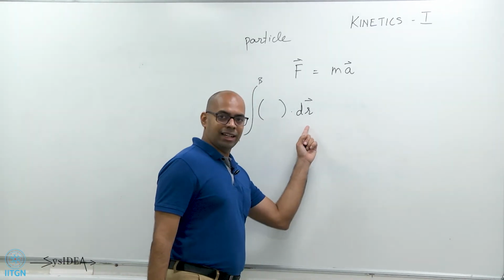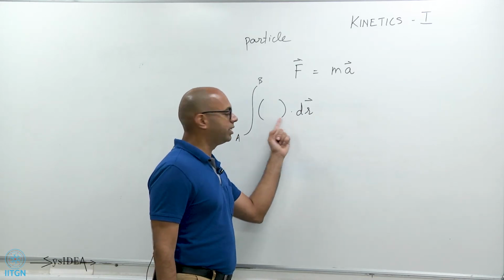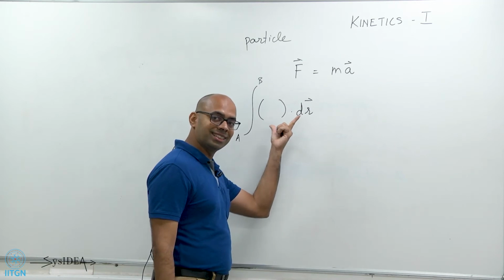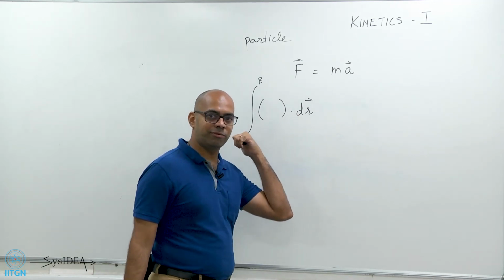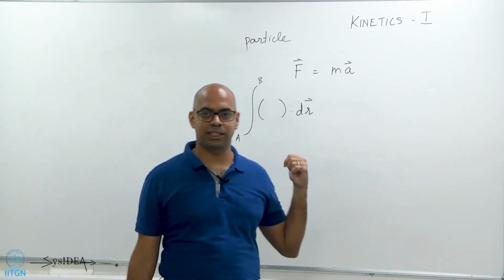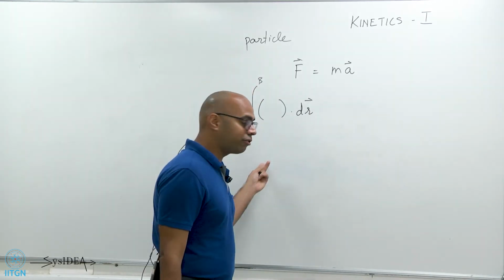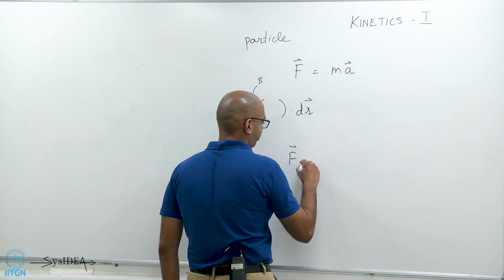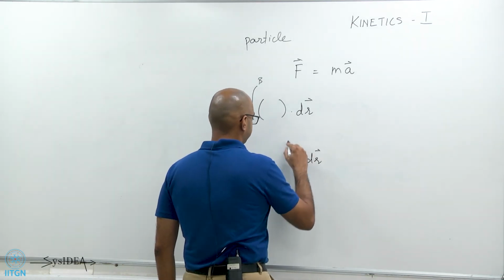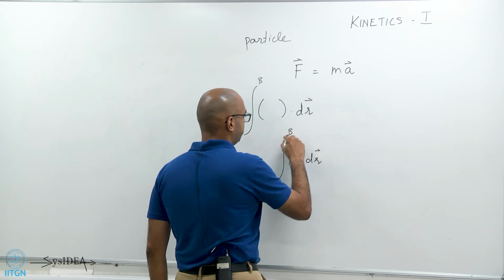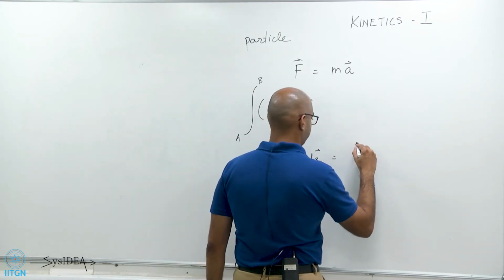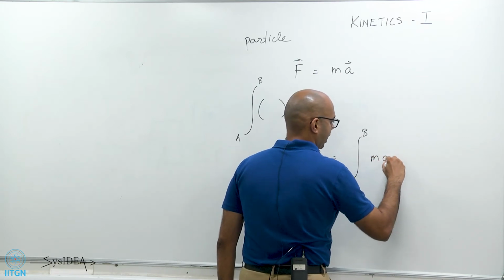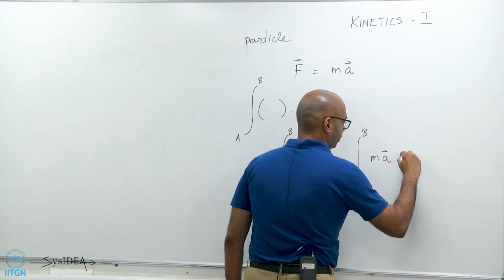Now here dr is a vector, so we really have to talk about a dot product, and when we have a dot product, remember this is a scalar. Unlike impulse-momentum, where both sides of the equation were vectors, now you will have scalars. Now if we do this, we get the integral from A to B of F dot dr is equal to the integral from A to B of m a dot dr.